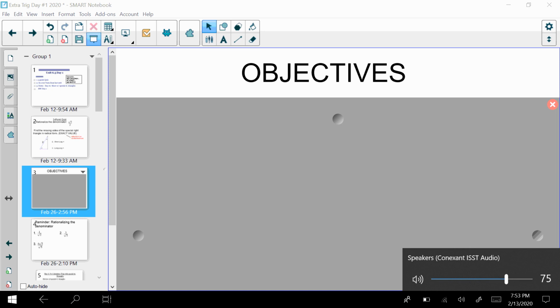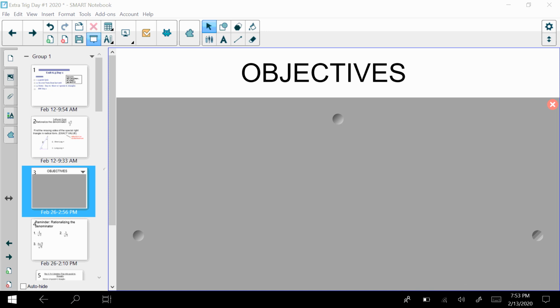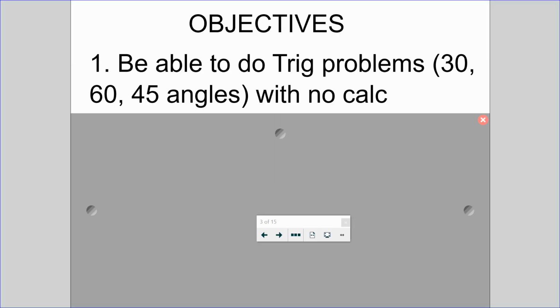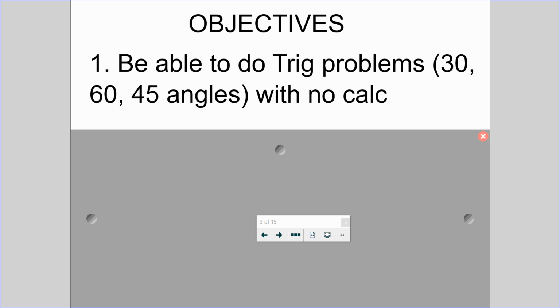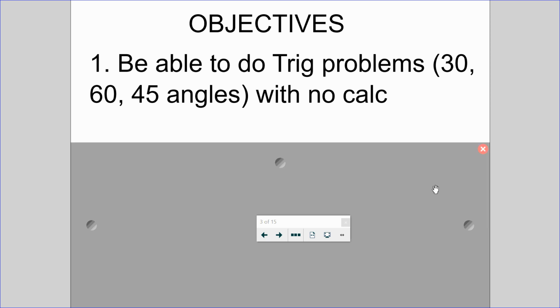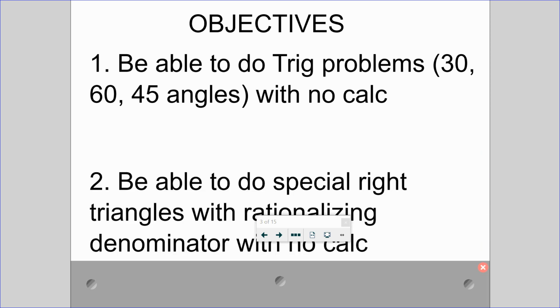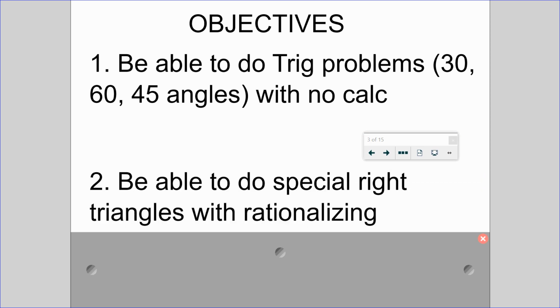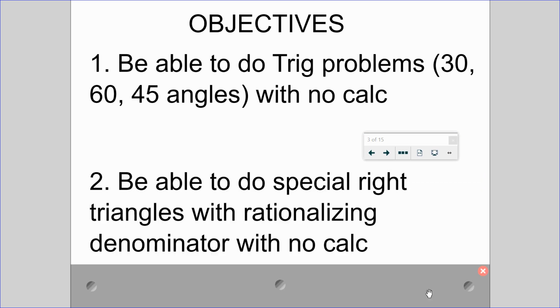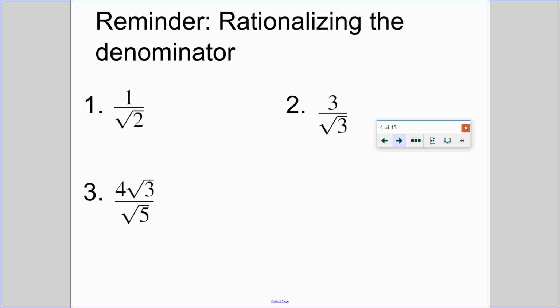We're on our extra trig little mini unit here, honors mini unit. We're going to be using no calculator all class today, so you can put your calculator away. Our objectives for the day are to be able to do trig problems of 30, 60, and 45-degree angles with no calculator. And we're going to be able to do special right triangles with rationalize the denominator with no calculator as well. So that's what we should be able to do by the end of today.